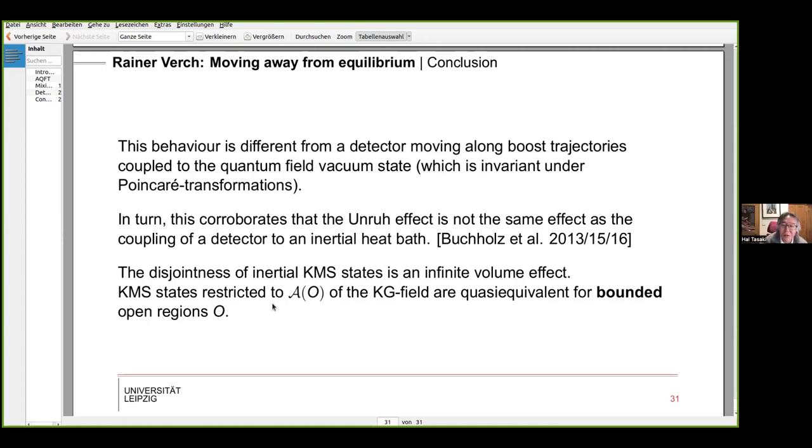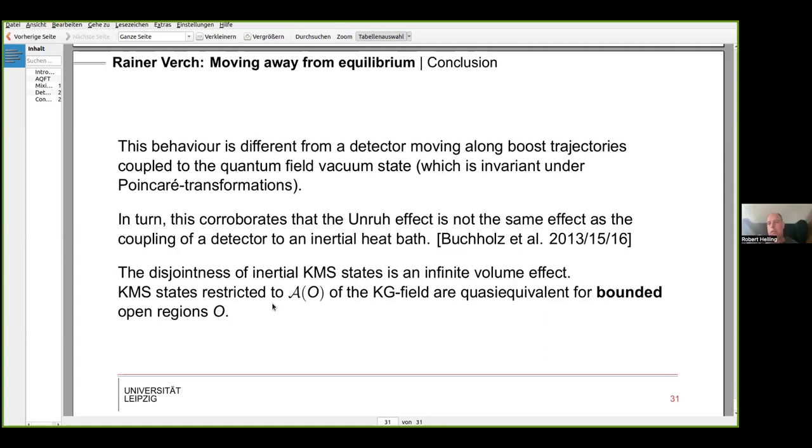Maybe the two-level detector system is too simple. But is it standard to only consider two-level systems in this field? The two-level system is used because it's easier to deal with, but many results work for n-level systems in the same way. So that's not really a problem. Thank you.